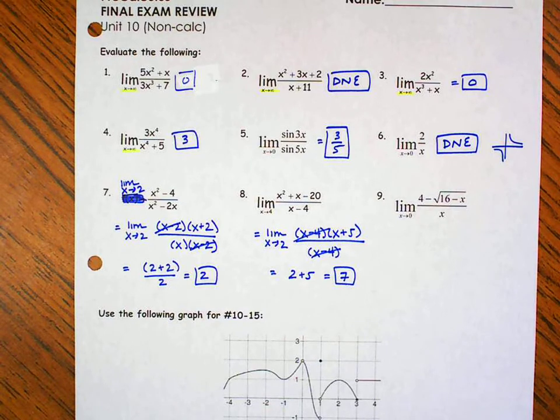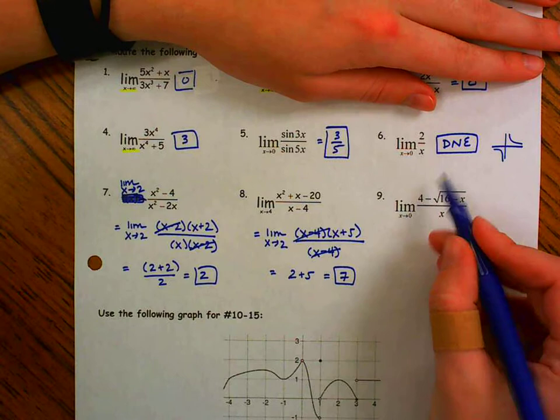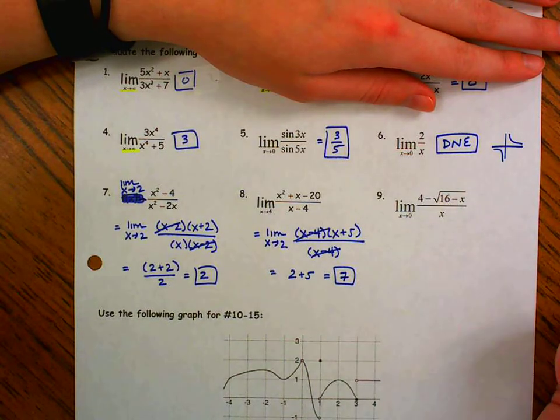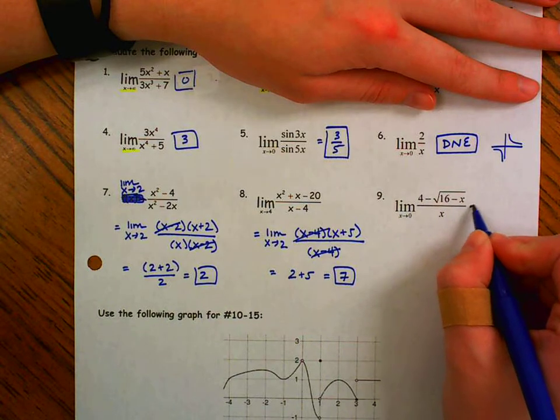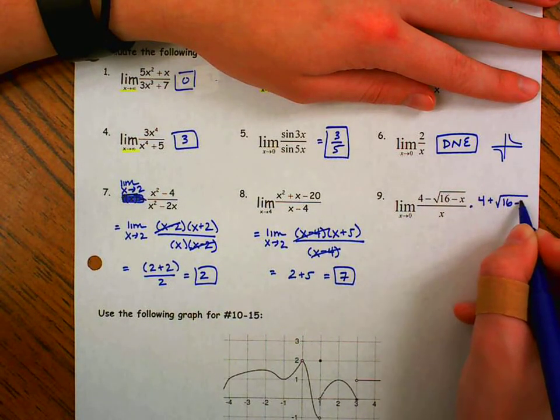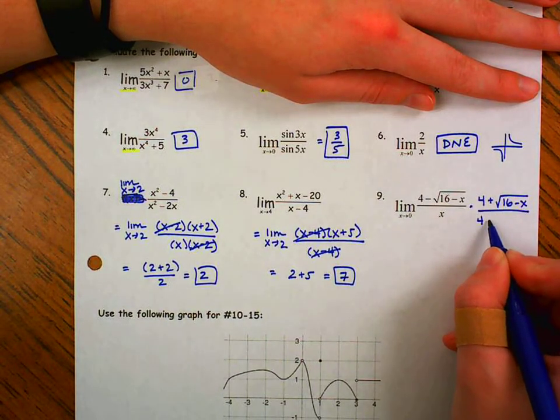Okay. The last type is going to be rationalizing. If I plug in 0, I'm going to get 4 minus the square root of 16, so 4 minus 4 over 0. 0 over 0 is no good, so I'm going to use my process of rationalizing. It lets me deal with limits that have radicals that give us 0 over 0.